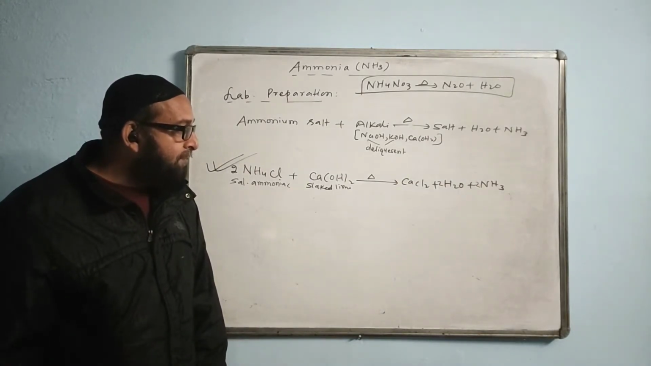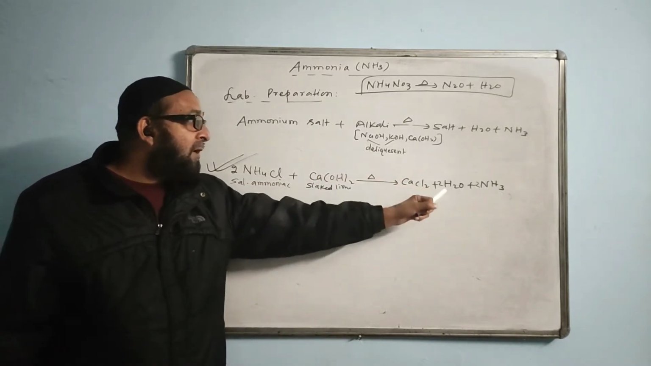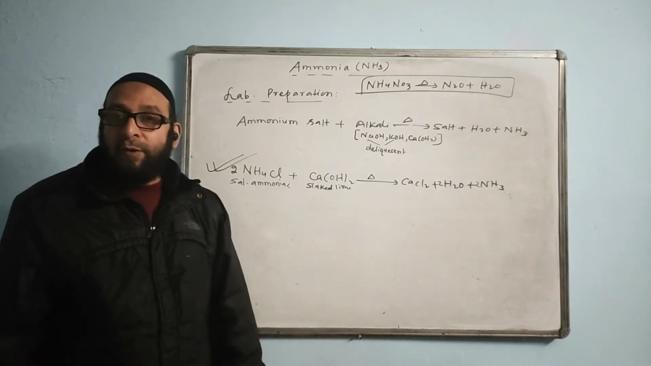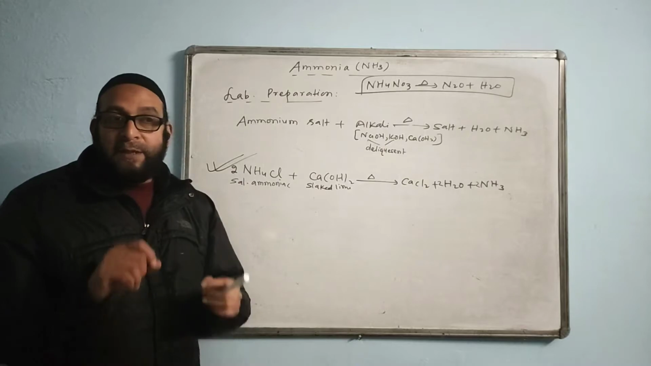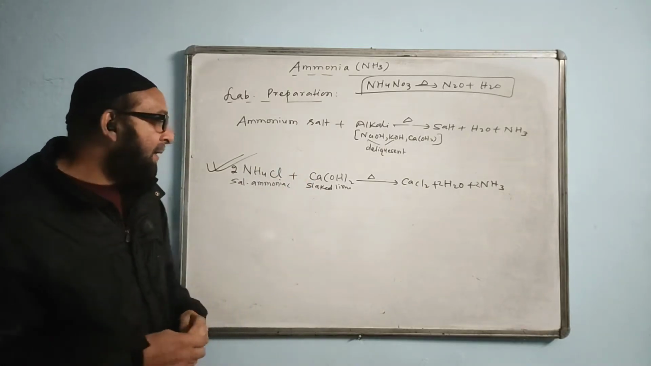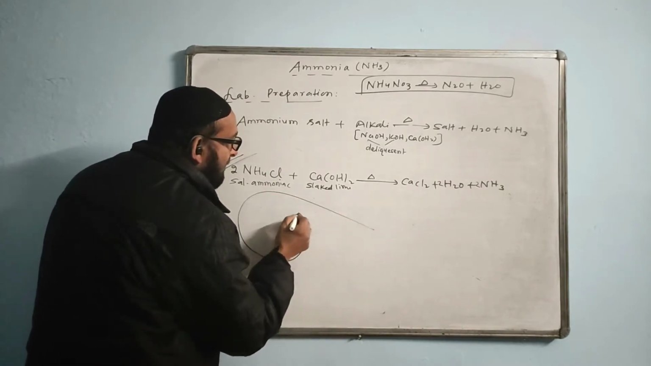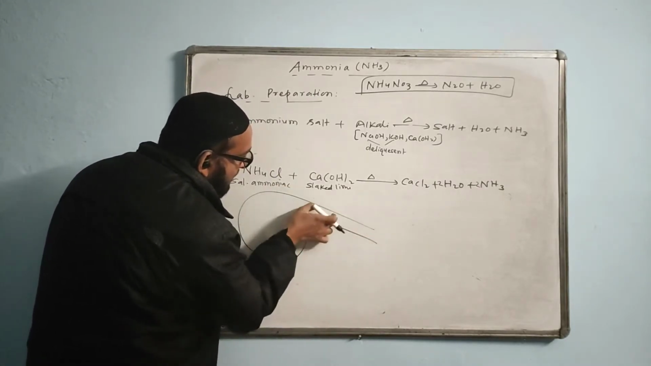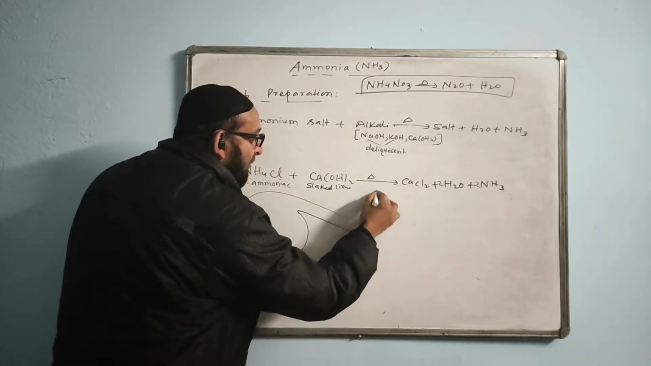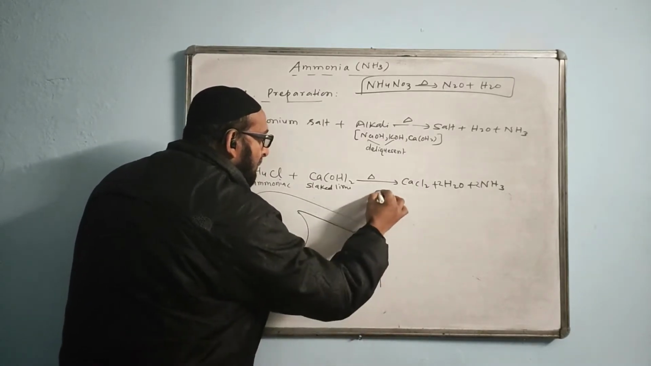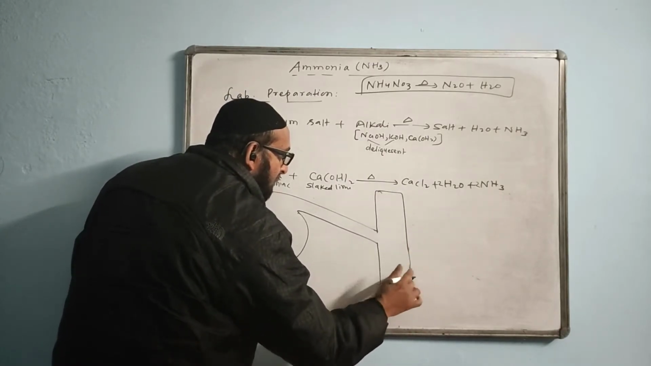Okay. Now next one. In the preparation of ammonia, we have water vapor also formed. So we have to make a special arrangement with the apparatus. The apparatus will be somewhat like this. The neck of the flask for the preparation of ammonia is inclined downwards. And here we will have a drying agent. There is a drying agent over here.